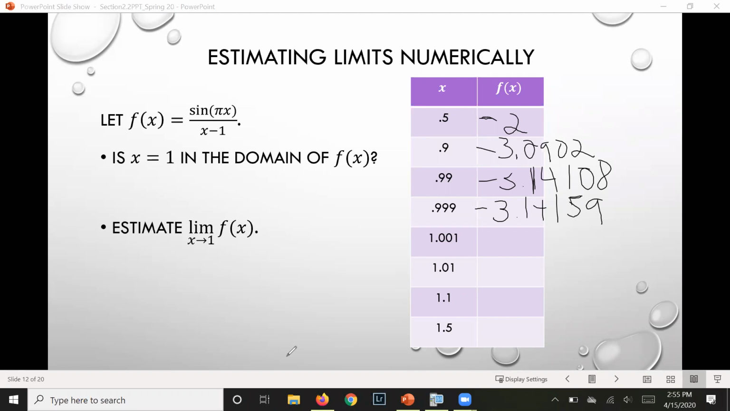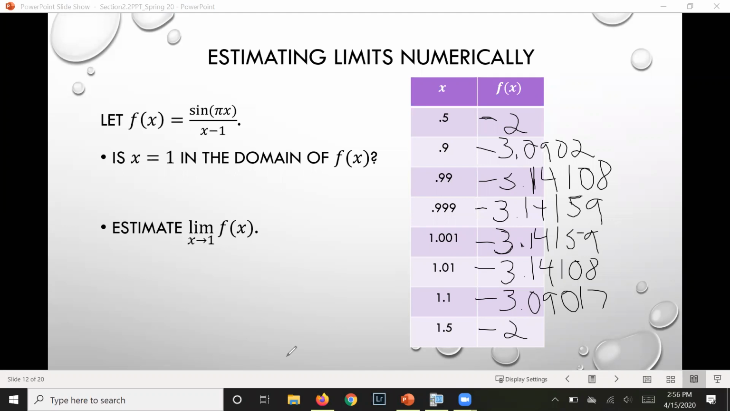I'm actually going to start down at the bottom there at the 1.5. If I input that, I get negative 2 as my output. When I input 1.1, I get negative 3.09017. And then 1.01 is going to give me negative 3.14108. And then for 1.001, we get negative 3.14159.